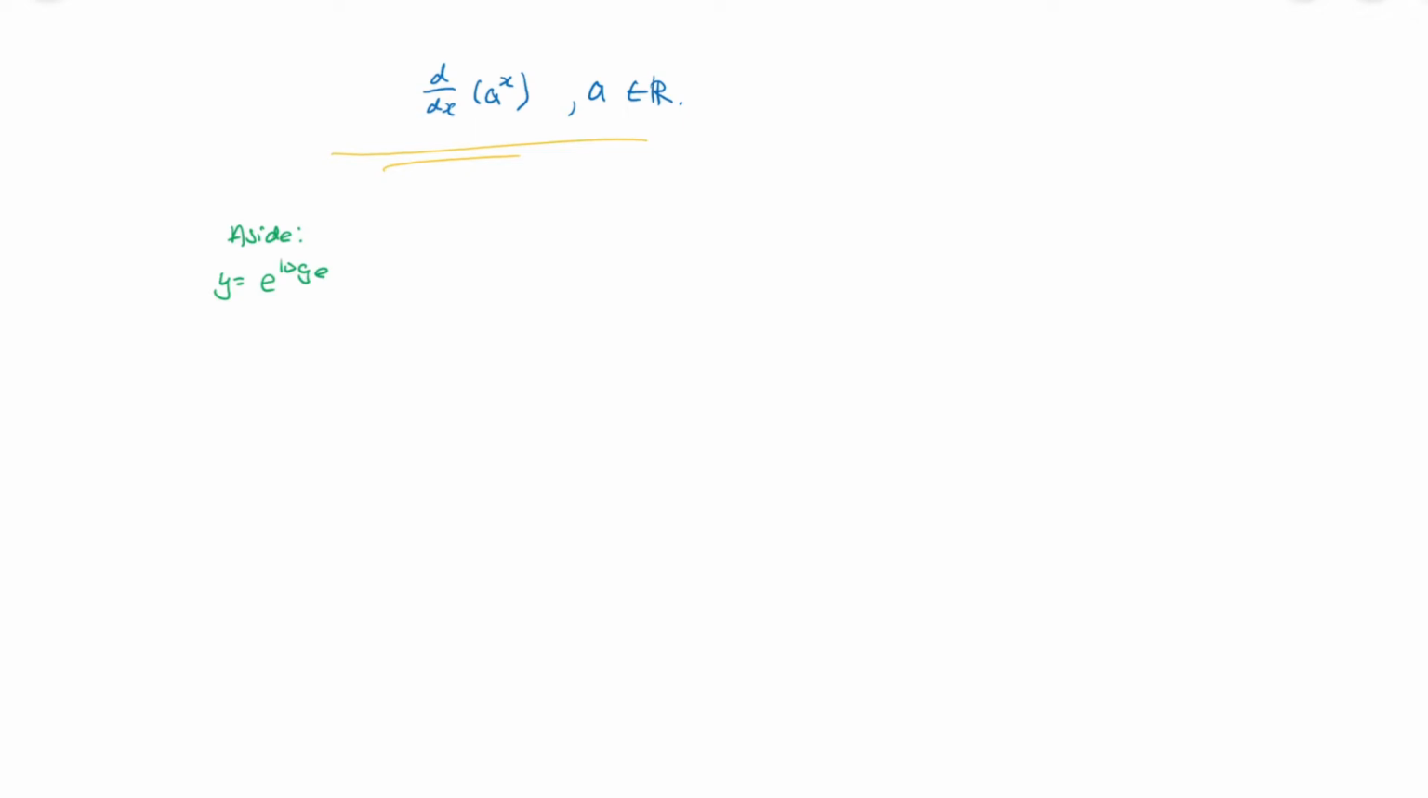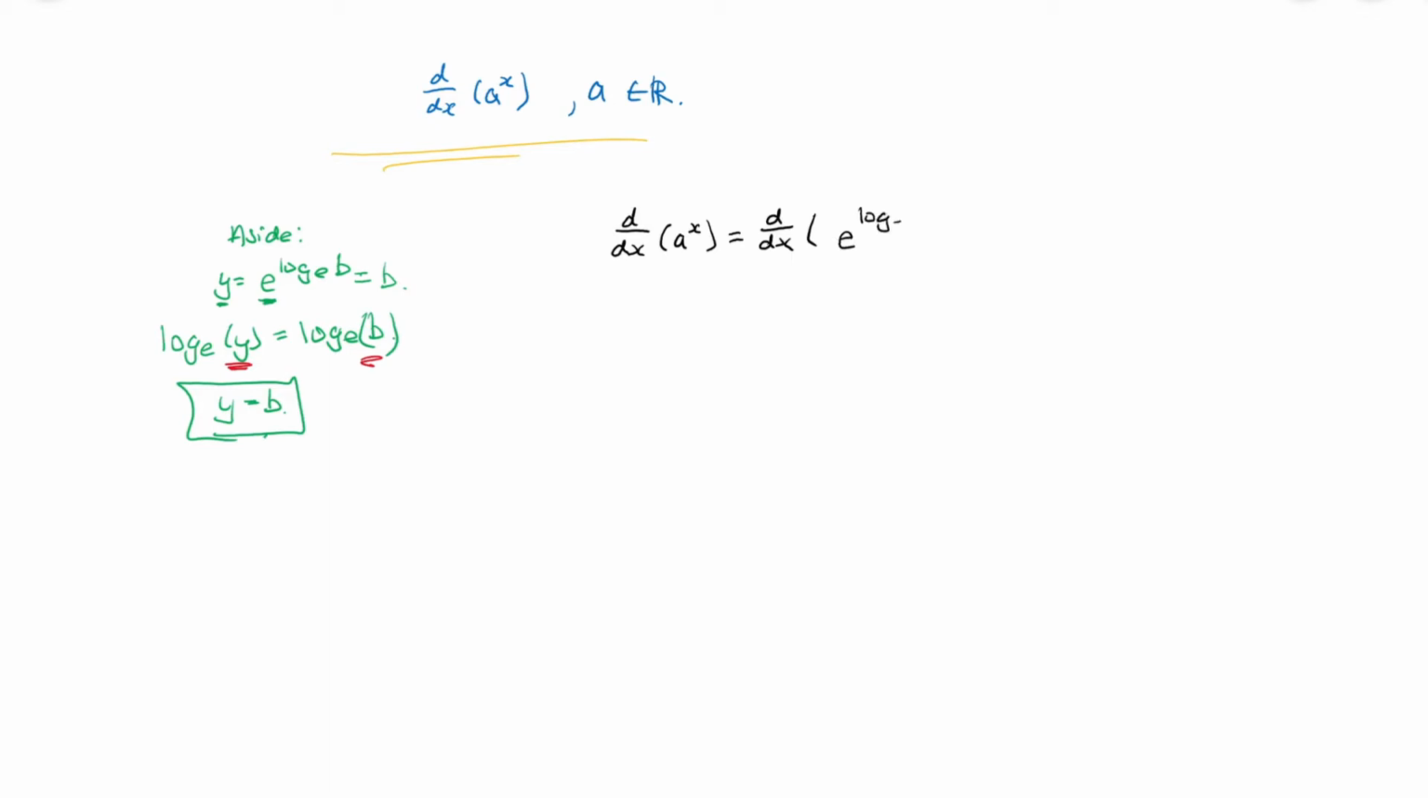Now, if we let y equal e to the power of log_e b, where e is the base and y is the answer, we can write it down as log_e y equals log_e b. So we're basically equating the powers, and therefore we can see that y equals b. So e to the power of log_e b is the same thing as b, just rewritten in base e. So if we rewrite a to the power of x, that will be e to the power of log_e a to the power of x, because they're basically the same thing.